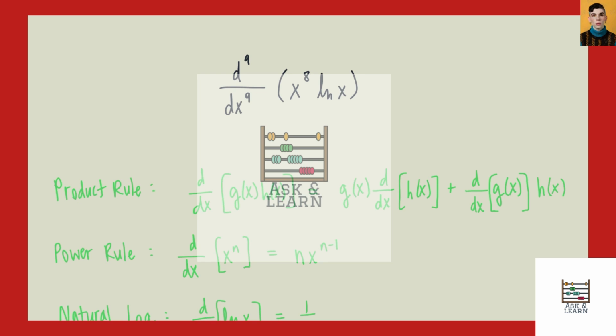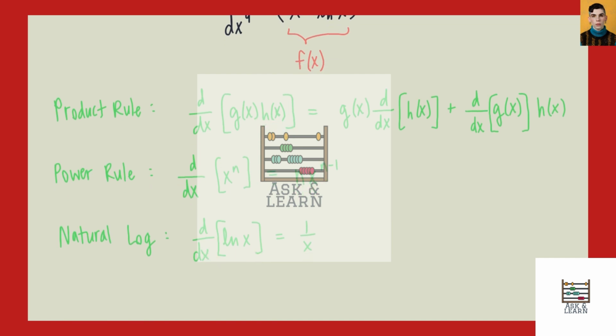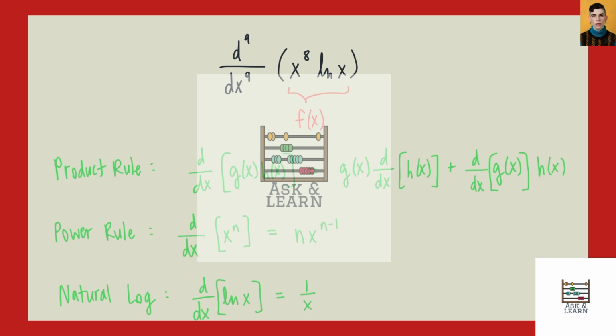We want to find the ninth derivative of the function x to the 8th power times natural log of x. I'm going to call this function f of x. For this problem we will use the product rule, which I've written here, the power rule, and just the rule for getting the derivative of the natural logarithm. So let's start by finding the first derivative of f.